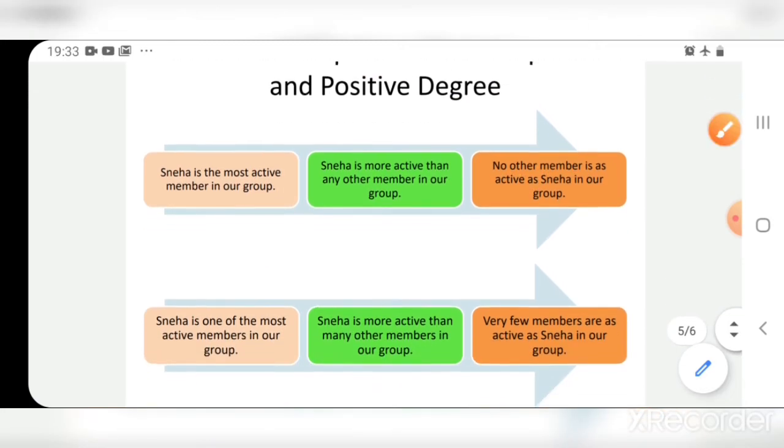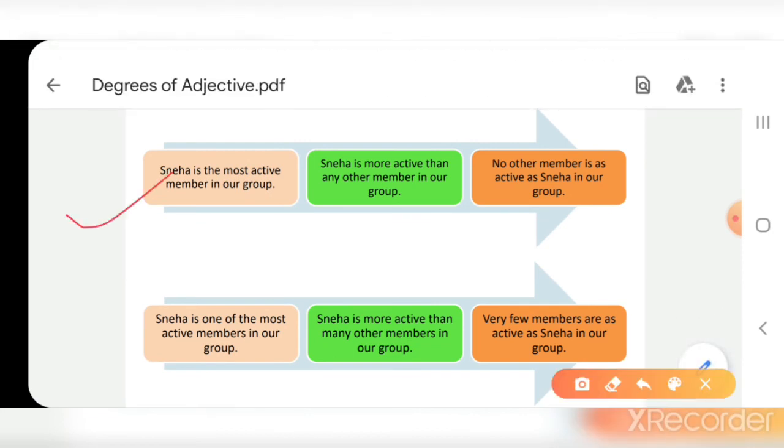Now the second example. In the first example we are comparing and showing the highest level. That means there is no other in that group, among all of them, like her. And in the second example we are showing that there are few persons like her, not all. That is the difference between these two, even though they are sentences from superlative degrees.